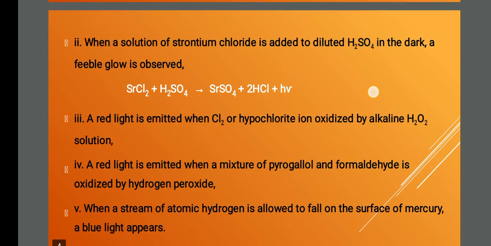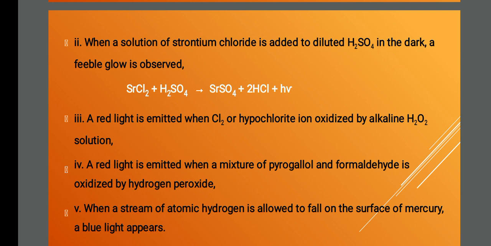The second example is when a solution of strontium chloride is added to dilute sulfuric acid, and in a dark place it gives a feeble glow. That is, light is being emitted. Strontium chloride reacts with sulfuric acid to give strontium sulfate plus hydrochloric acid with emission of visible light. The third one: a red light is emitted when chlorine or hypochlorite ion is oxidized by alkaline hydrogen peroxide solution. That is, the reaction of hydrogen peroxide with chlorine gives a red light.